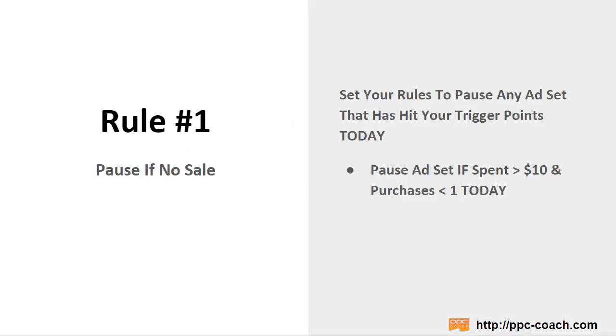Rule number one is not locking in profits, but it's preventing huge losses. So this is a pause if you don't have a sale. You set your rules to pause any ad set that has hit your trigger points, but you base it on today instead of lifetime. So you'll see when you're creating your rule, you have options for how long to base the numbers on. My basic rule for this is pause an ad set if it's spent like $10 and hasn't got a purchase today. So spent is greater than 10, purchase is less than 1 today.